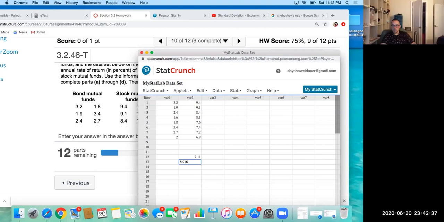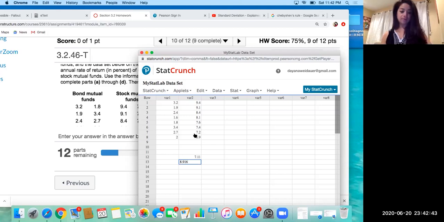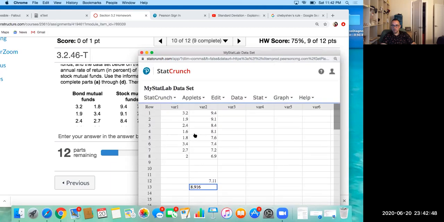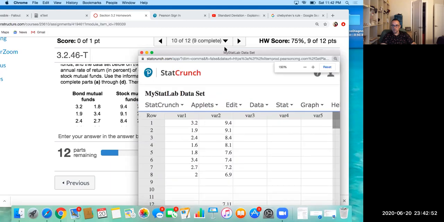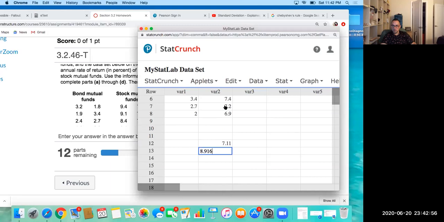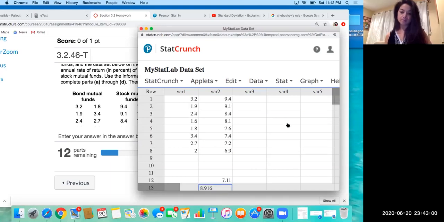8.916. Can you make that text bigger by control? It was a command? Or yeah, control? Yes. See if it works. A little bit bigger. Oh, that's cool. That works? Yeah.